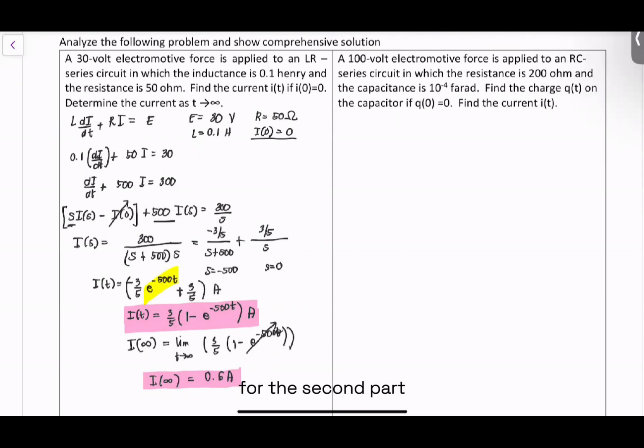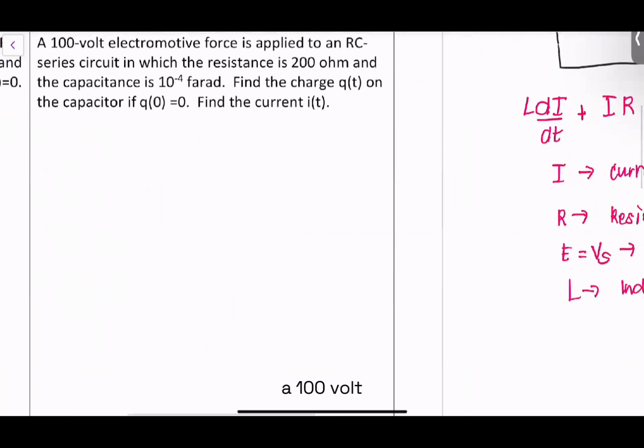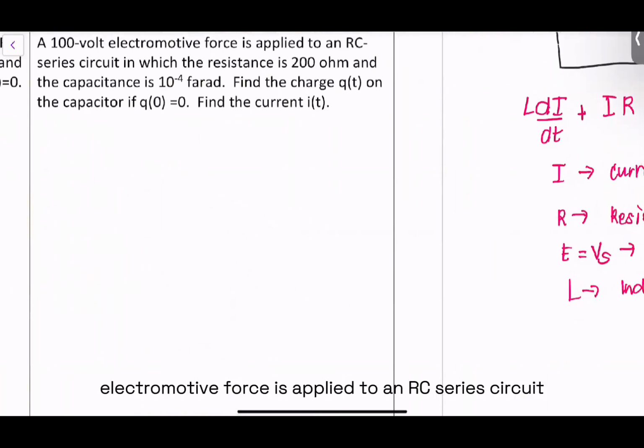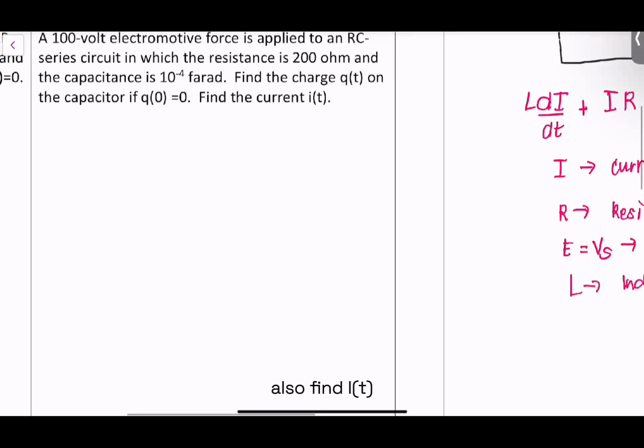For the second part, a 100-volt electromotive force is applied to an RC series circuit in which the resistance is 200 ohms and the capacitance is 10 to the negative 4 farad. Find the charge Q of t on the capacitor if Q of 0 is equal to 0. Also find I of t.